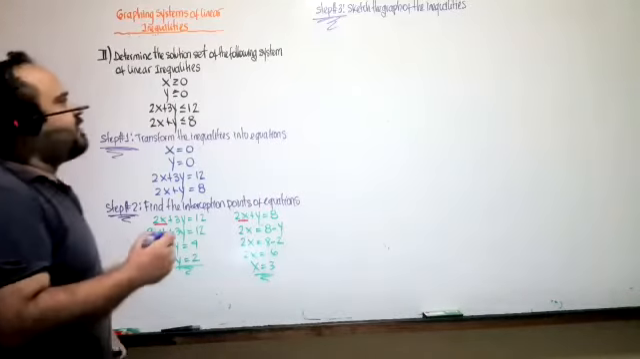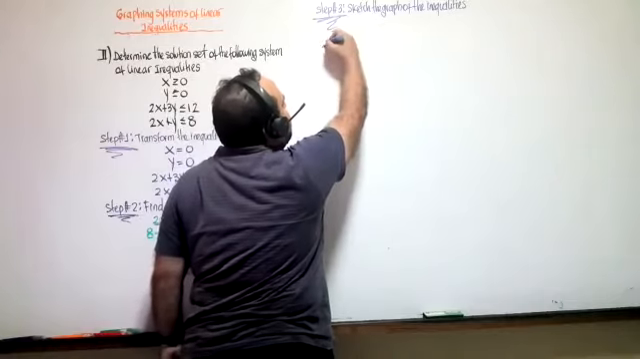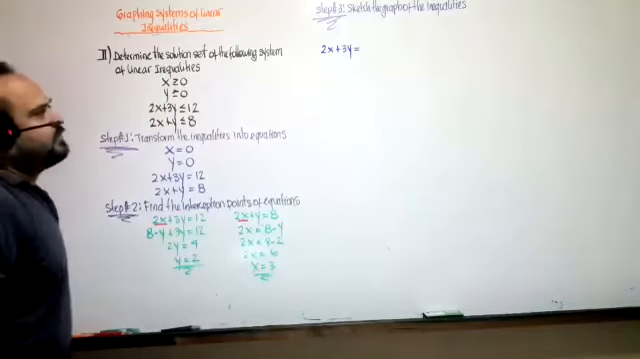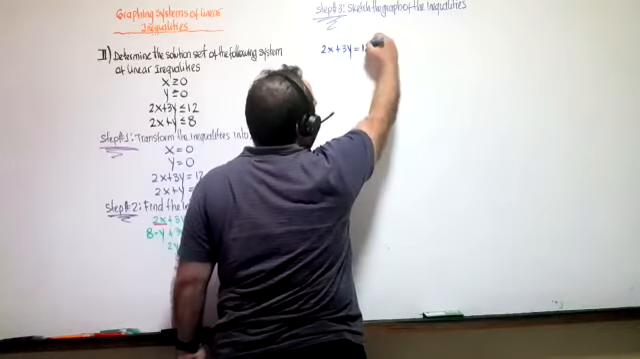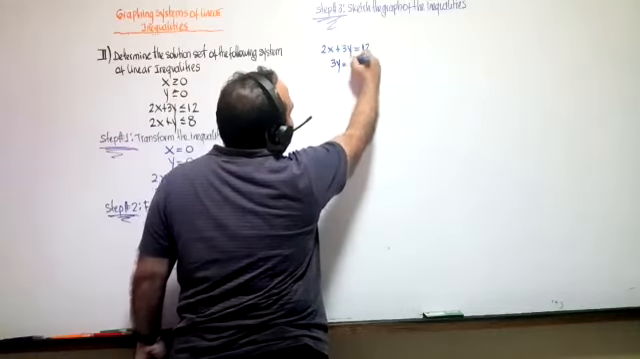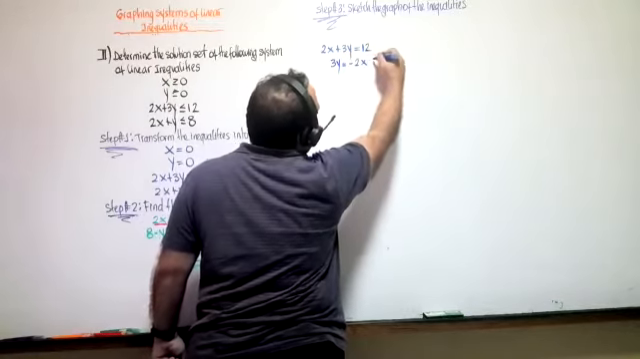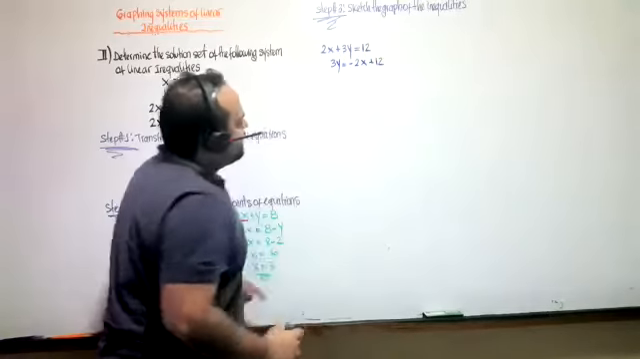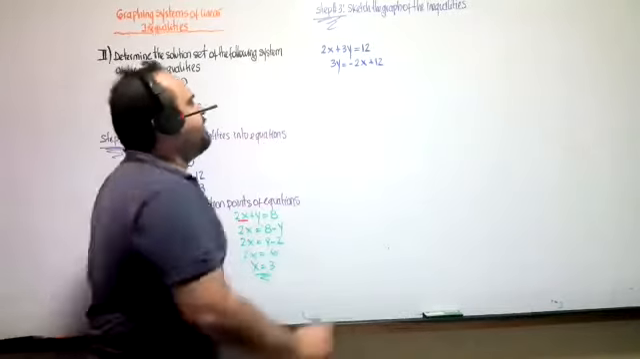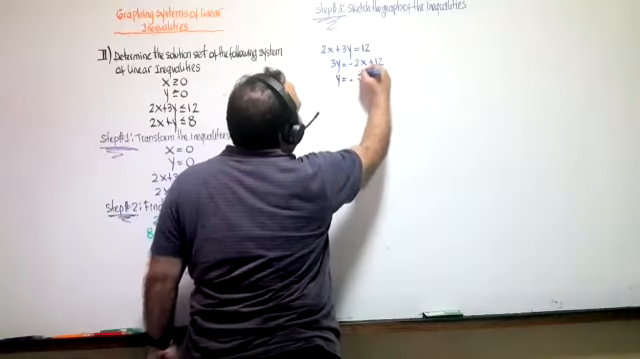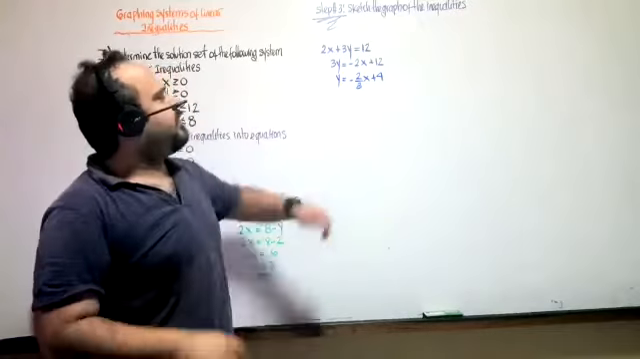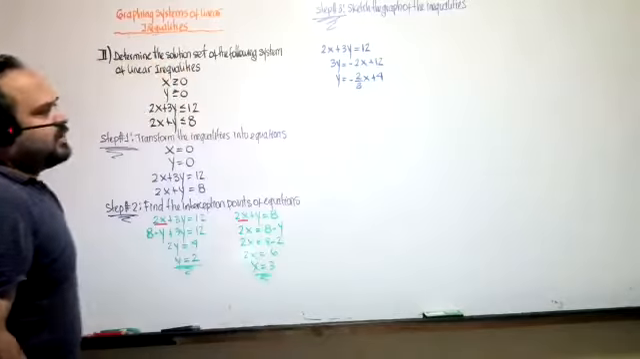For example, if I take the equation 2x plus 3y equals 12. Remember, we have to solve for y in both situations, right? So 3y will be given by negative 2x plus 12. And this number 3, because it's multiplying, it passes to divide. I mean, y equals negative 2/3 x plus 4, because number 3 is dividing both terms, okay?